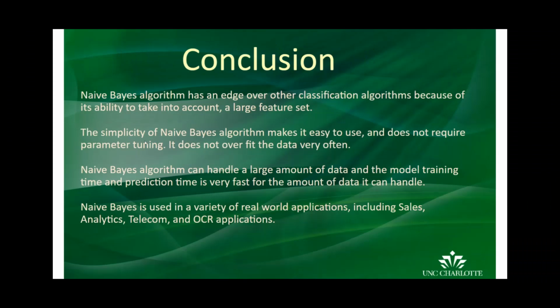So far, we've seen how the naive Bayes algorithm works, its use in text classification, and its applications. To conclude, the naive Bayes algorithm has an edge over other classification algorithms because of its ability to take into account a large feature set. The simplicity of the naive Bayes algorithm makes it easy to use and it does not require parameter tuning. It does not overfit the data very often. It can handle a large amount of data, and the model training time and prediction time are very fast compared to the data it's fed. It is used in a variety of real-world applications, including sales, analytics, telecom, and optical character recognition applications.